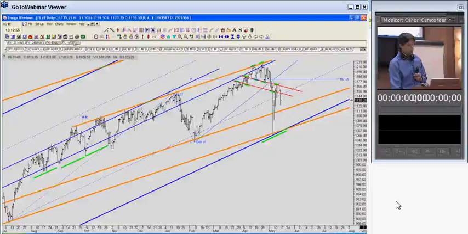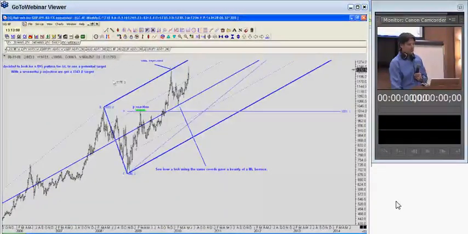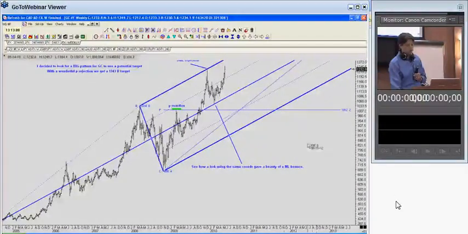Let me look at just one more, and I think I showed an intraday. If I haven't, I'll jump back. This is gold. Someone asked me to look at a bigger picture of gold. This is a weekly chart for gold. Got a pitchfork, got an ABCD formation.